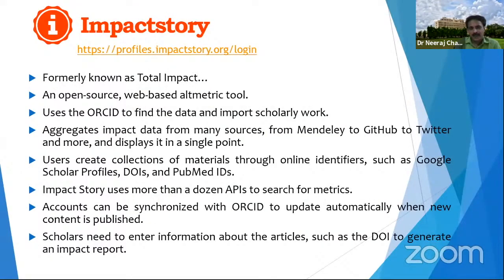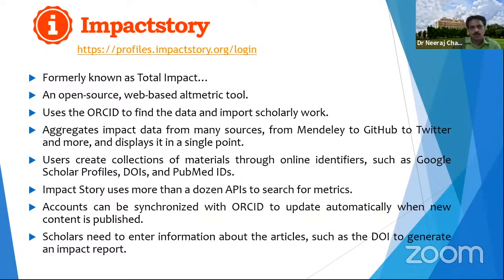Second one is Impact Story. This is also widely used by people now. This is also known as Total Impact. This is an open source software or open access tool, which is using the ORCID ID to find out the data and import scholarly work.